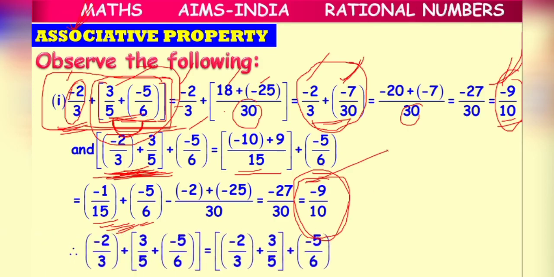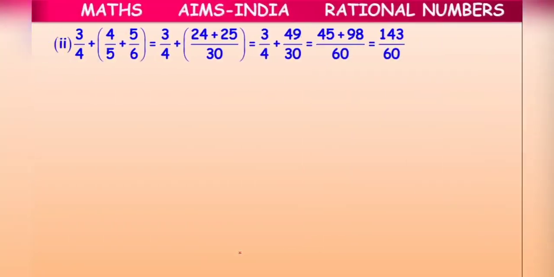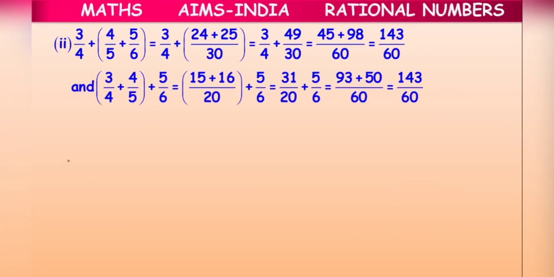In both the cases, the answer is the same. Okay, children. So, if we see another example, 3 by 4 kept separate, 4 by 5, 5 by 6. If we add, they are grouped together. First, we are adding the grouped items. Then, we are combining with the single item. The answer is 143 by 60.